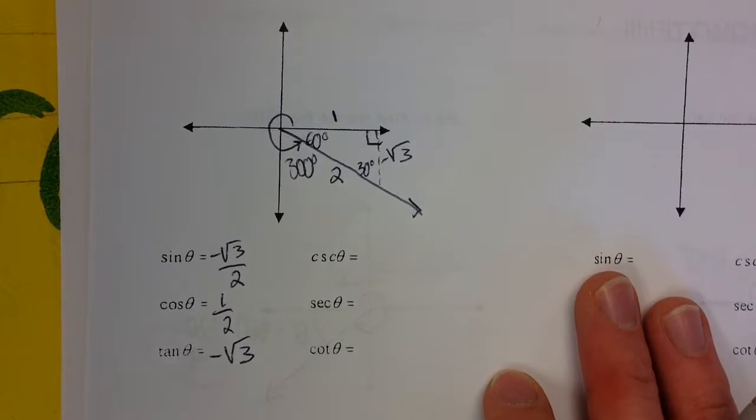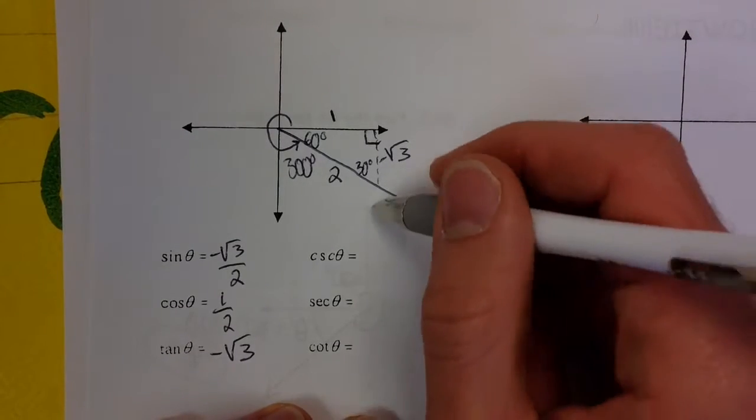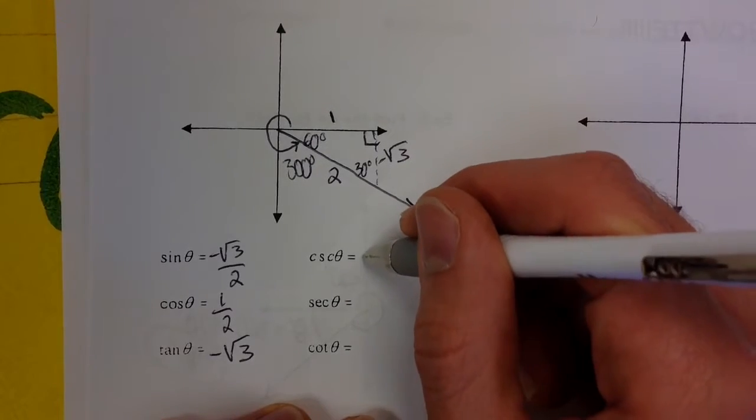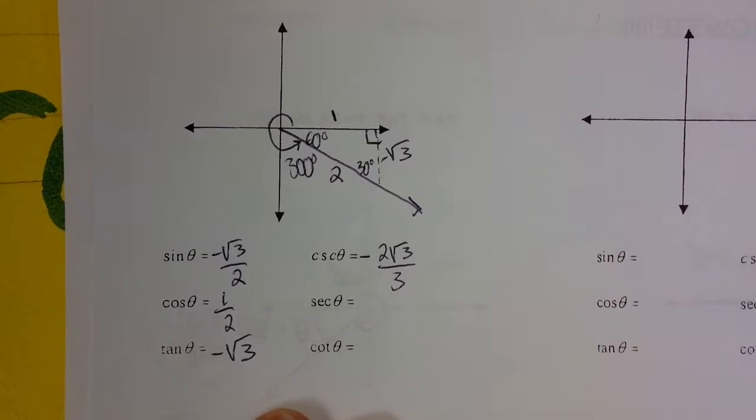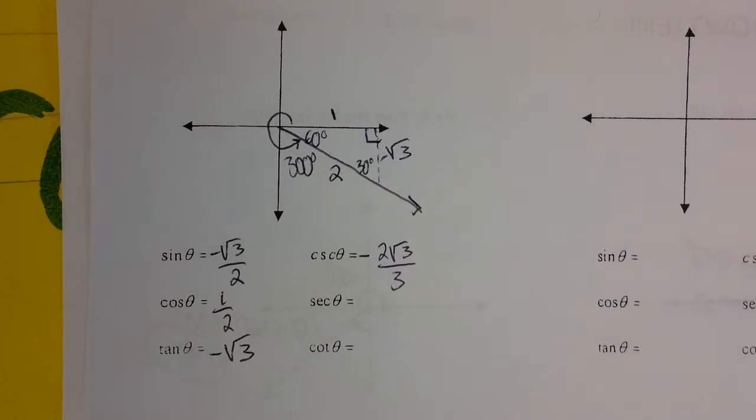Brett, tell us, cosecant of 300 degrees. 2√3/3. Except it's negative. I have a question. Yes. I don't really understand how you're getting positives and negatives.